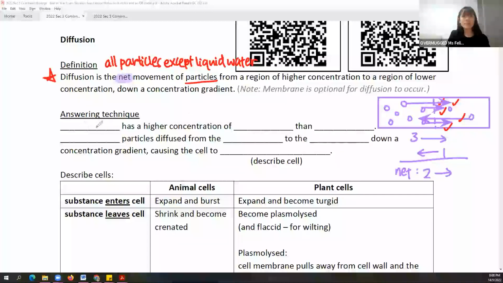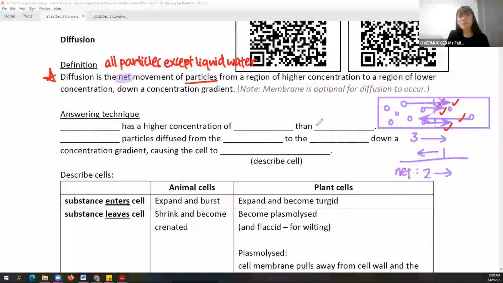What you are supposed to fill in for the blank here is the region. Maybe the question is asking about a potato cell, or a strip of potato, placed in a solution. You need to fill in the blank. Depending on the question, maybe it's comparing salt. So you can say the potato cell has a higher concentration of salt than the surrounding solution. So salt particles diffuse from where to where, you just copy until here.